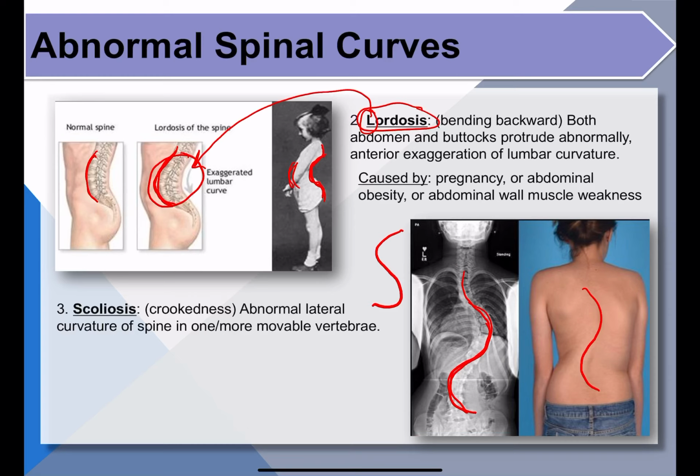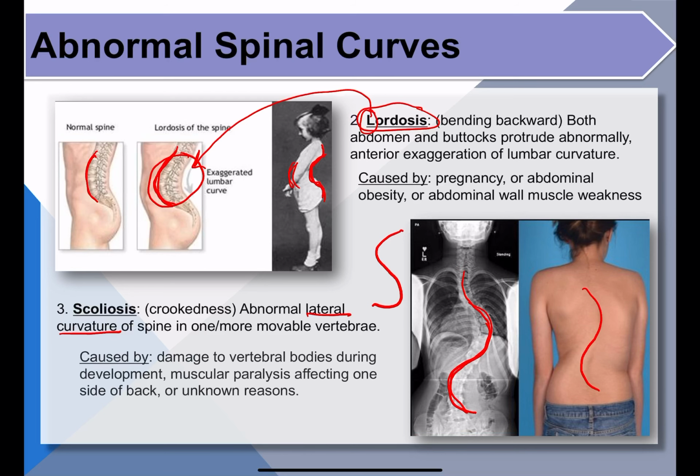Now, anatomically speaking, this is due to abnormal lateral curvature of the spine, usually in one or more vertebrae, and it can actually go either lateral to the right or lateral to the left. An underlying cause can be multiple things. For example, damage to the vertebral bodies during development, like I was saying, that is always a possibility while the embryo is still forming in the mother's womb.